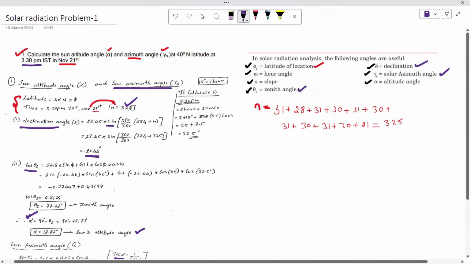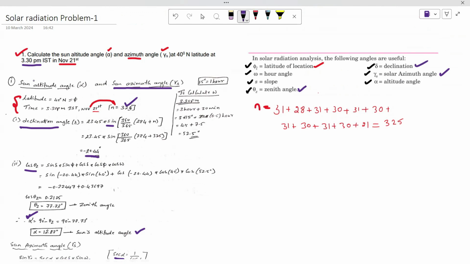In the problem, they have given 3:30 p.m. IST, Indian Standard Time. To calculate omega, we assume that 15 degrees is equal to 1 hour. We split 3:30 p.m. into 3 hours plus 30 minutes. So 3 into 15 degrees, plus 30 divided by 60, which is 0.5 hour. 0.5 into 15 gives 7.5. So 45 plus 7.5 is 52.5. That is the omega value.